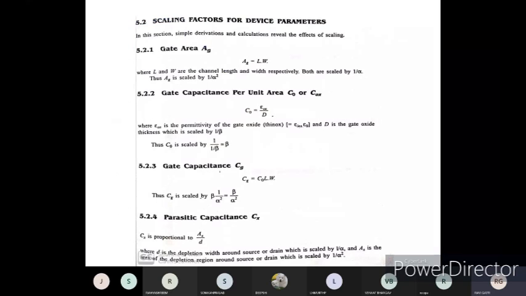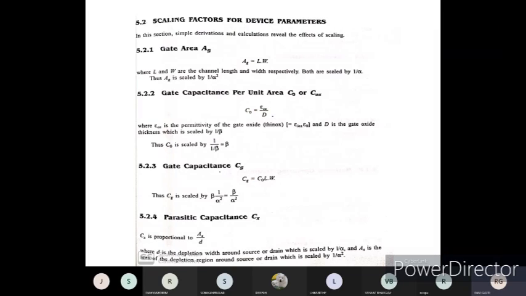What is the first factor? It is gate area. The gate area Ag is nothing but L into W. Therefore the gate area is 1 by alpha into 1 by alpha, so the scaling model for gate area is 1 by alpha square. The next is gate capacitance per unit area. The gate capacitance per unit area is defined by epsilon OX divided by capital D. Epsilon OX is the permittivity of the gate oxide, that is SiO2, and D is the gate oxide thickness.